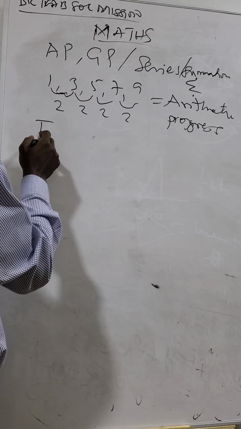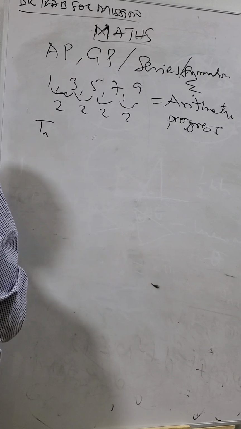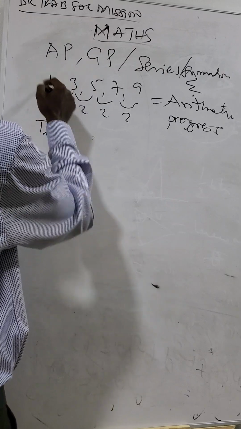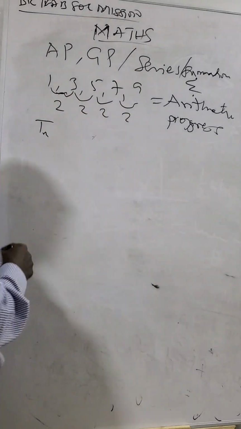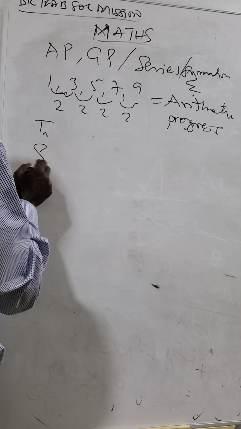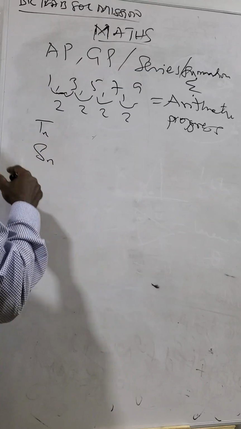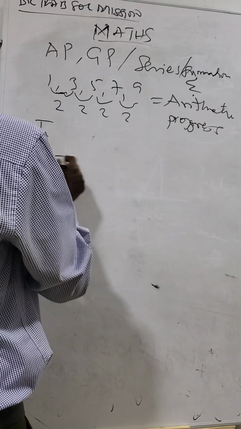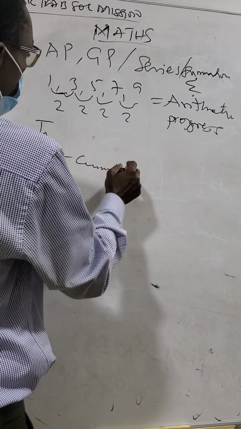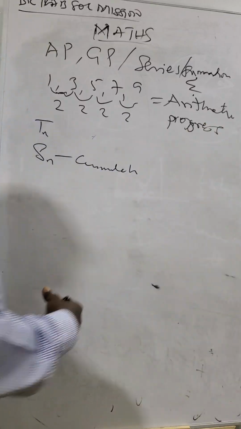Usually we say this is T subscript n, referring to any of the numbers or elements. S would be the summation, the sum up to. Usually we are looking at the cumulative sum up to a certain element.